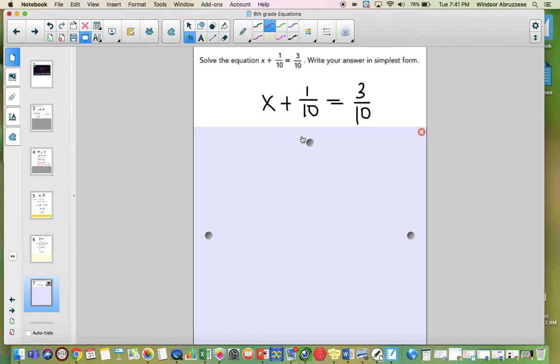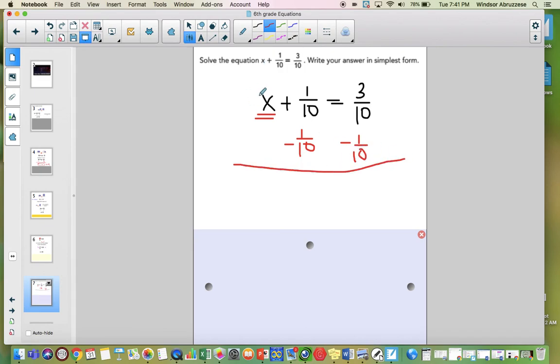So in order to do this, we need to know, okay, I have a plus 1/10 because I am isolating this variable. What's the opposite of plus 1/10? Minus 1/10. Show your work. If I minus 1/10 on the left side of the equal sign, I have to do it on the other side. Minus 1/10. So I'm left with x, right? These guys cancel out. Equals, and what is 3/10 minus 1/10?